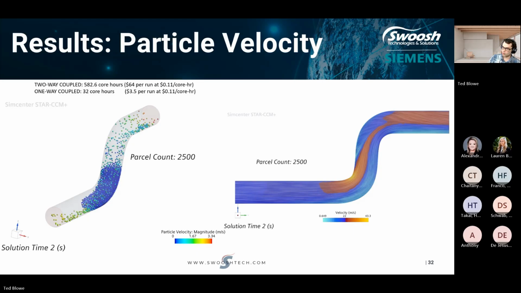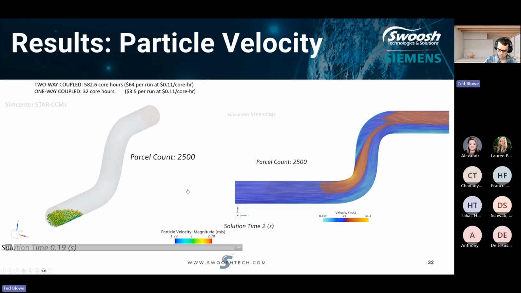Now, if we take a step back, the first example I ran on my computer, which is a 16-core machine, and it took about 2 hours. But this two-way coupled one, I had to run on an HPC resource, a high-performance computing resource, and it took 583 core hours. So if we run this on the cloud, it's comparing like $3.50 to $64. So it's significantly more expensive.